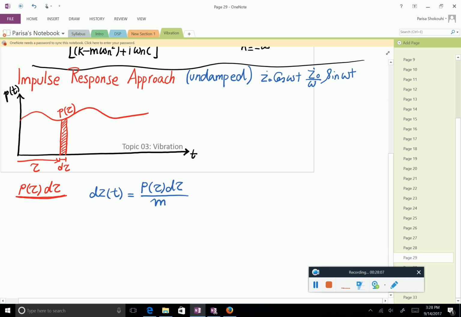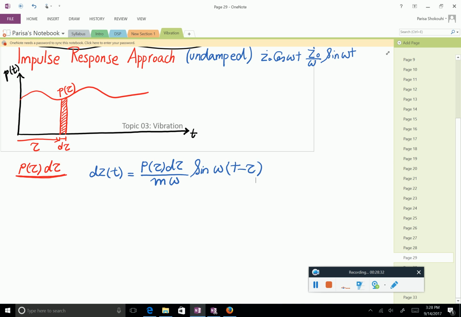This is just like the example I solved for you when we had a frame and it was being excited. So this is z dot over m omega sine omega t, but this is valid for t's which are larger than tau. Meaning that if you consider this simple impulse, the response to just this hatched area would look something like that. And this is t minus tau, because before that this doesn't exist. Does it make sense? It's a sinusoidal with this amplitude.